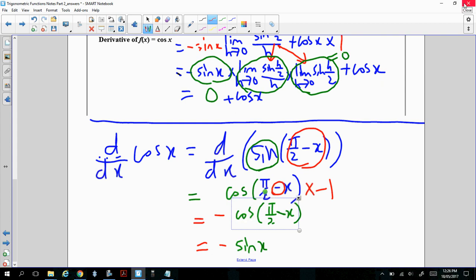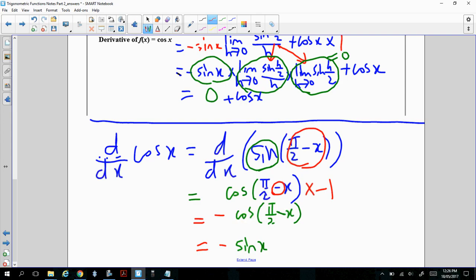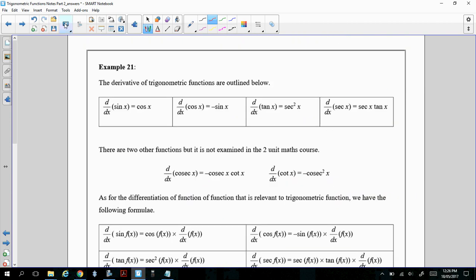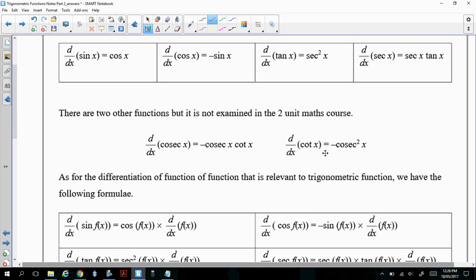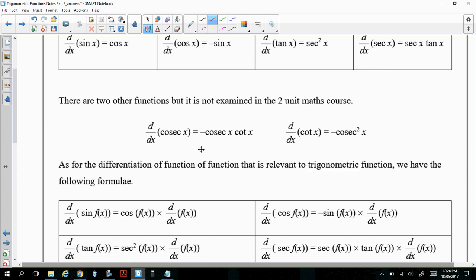Okay, done. Now go to the next page. So we see all four are now known. These are the four formulas. How about cosec and cot? These are not examinable in the tuner course, but we'll include it here for completeness. So these two formulas. As you can see, the formula for differentiating cosec is very similar to differentiating sec x.